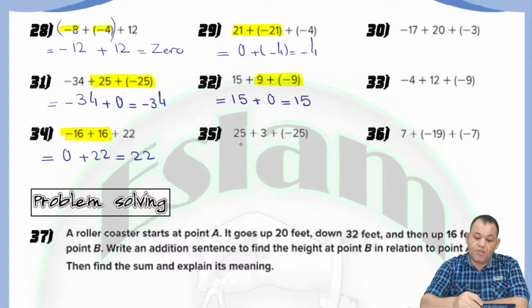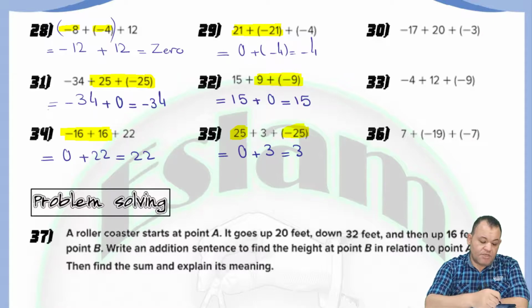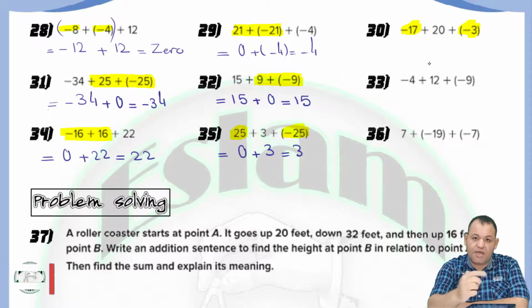35. 25 plus 3 plus negative 25. You will find that we have 25 and negative 25. They are opposite numbers. So we just write 0 plus 3 will be equal to 3. In question number 30, you will find negative 17 plus 20 plus negative 3. There are no opposite numbers. So we'll just add negative 17 and negative 3. We have two negative numbers, we will just add them together.